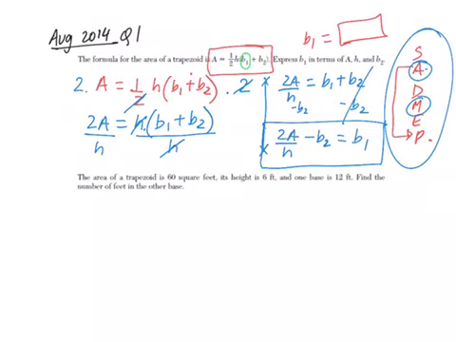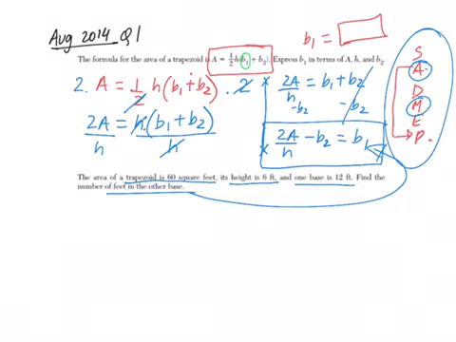The area of a trapezoid is 60 square feet. Its height is 6 feet. And one base is 12 feet. Find the number of feet in the other base. So we already found in this part that base 1 is equal to 2 times the area divided by the height minus base 2. So let's use this expression to help us find out.